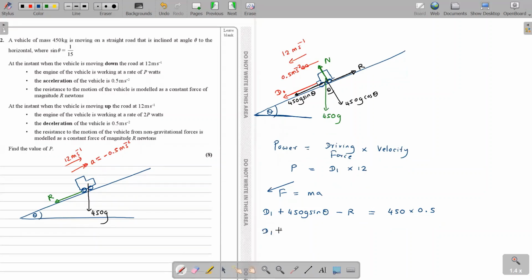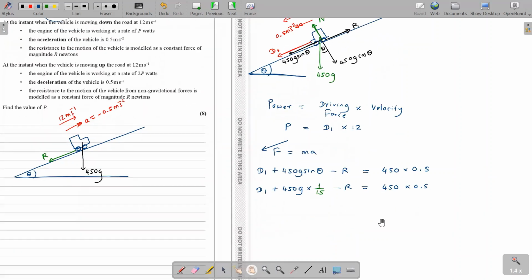Shall we input the sin theta value? D1 plus 450 G sin theta, which was 1/15, minus R equals 450 into 0.5. Can I know the 450 divided by 15 answer? That's 30 G. And 450 into 0.5 is 225. Okay, so I get this.